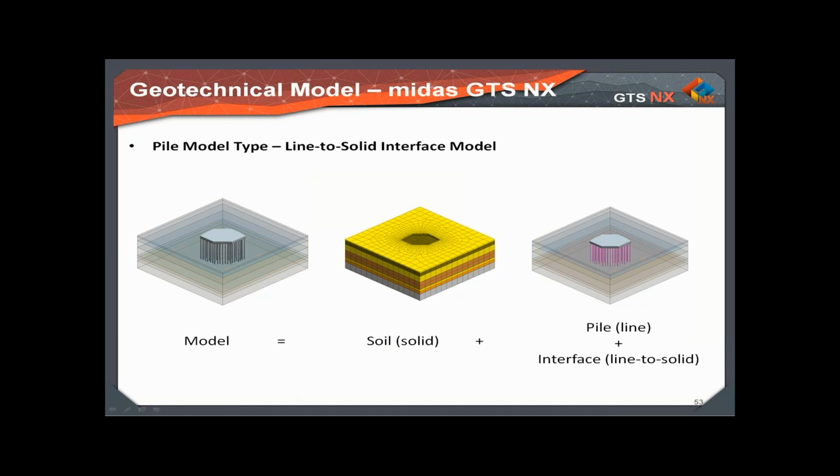So a solution that can also be done in MIDAS GTS NX is to consider the pile as a line of beam type elements, converting a line to beam and creating an interface to simulate its behavior. So the model is equal to the soil, which is composed of a solid mesh, plus the piles, which are lines converted to beams and interface line to solid.